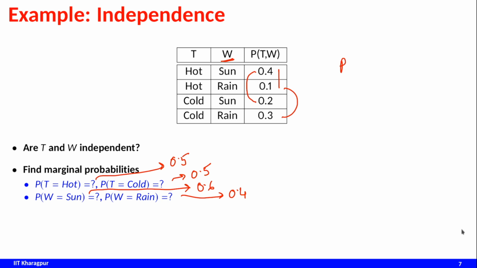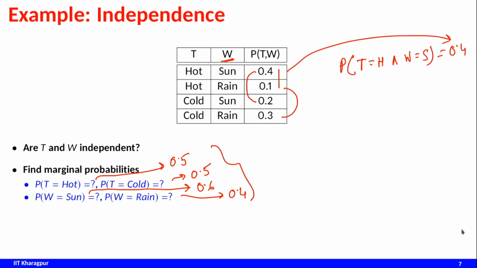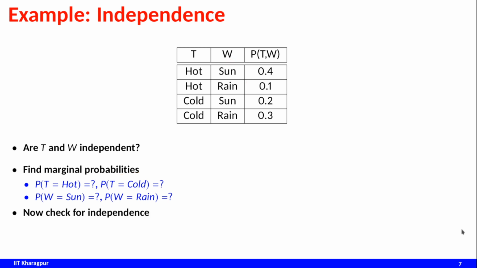Now we have to look into the probability of T equal to hot and weather equal to sunny. Which is given as 0.4 from this table. If we try to determine it in this way, then probability of hot is 0.5 and sunny has 0.6, so effectively I get 0.3. Therefore, T and W are not independent. That I can conclude by computing the marginal probabilities and then looking into the joint distribution. So then we can proceed for the independence.